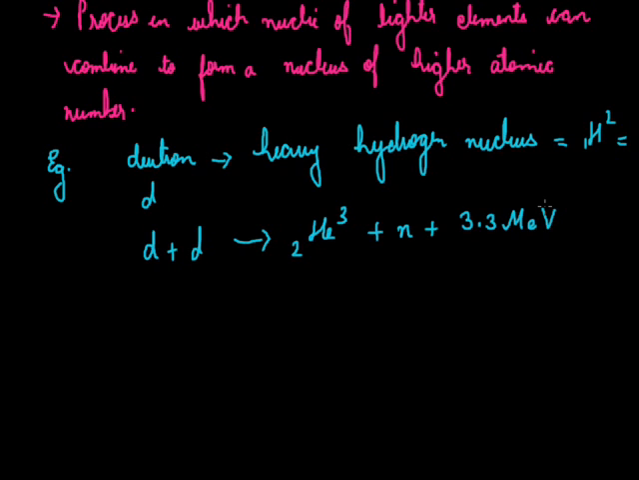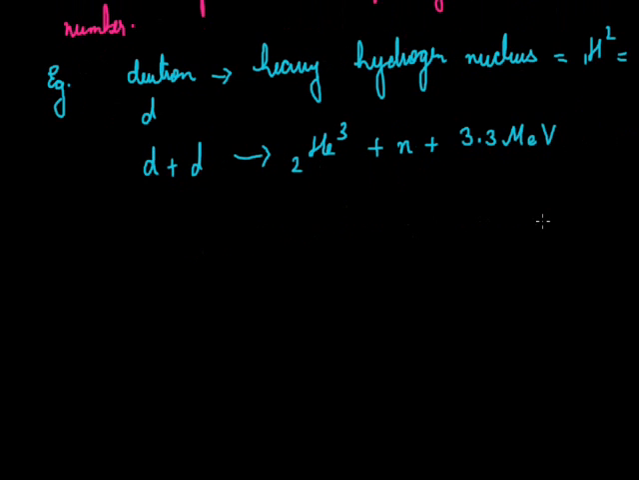These reactions can also be produced in the laboratory, but for that we have to accelerate low atomic number nuclei in a particle accelerator, and the high energy projectile is made to strike a target made up of a material whose nuclei can fuse with the projectile nucleus. So this is how it can also be carried out in the laboratory.